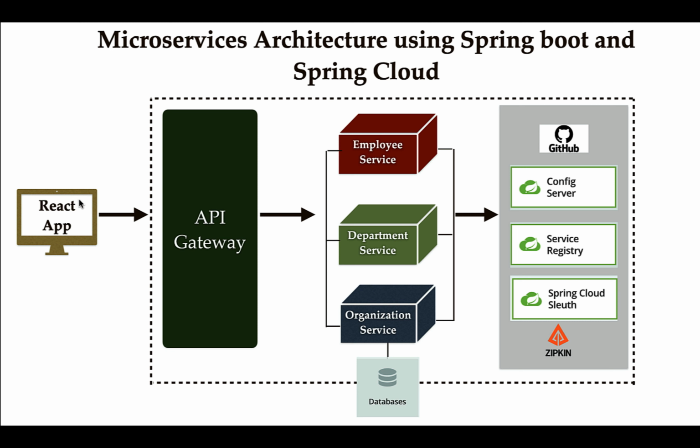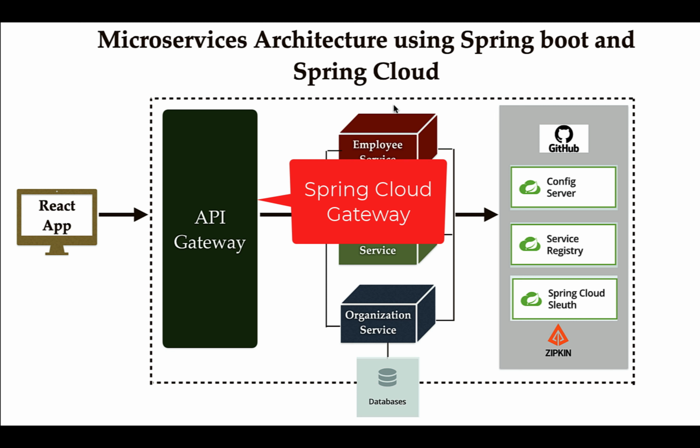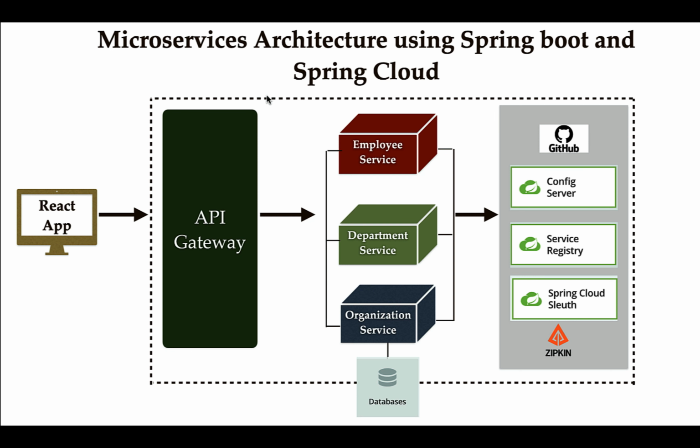Whenever a client sends a request to the backend microservices, then the client has to send a request to the API gateway first, and then the API gateway, based on the routing rules, will route that request to the appropriate microservice. So this is how the API gateway plays an important role in a microservices architecture. Well, Spring Cloud provides the Spring Cloud Gateway module to implement the API gateway pattern in a microservices architecture.